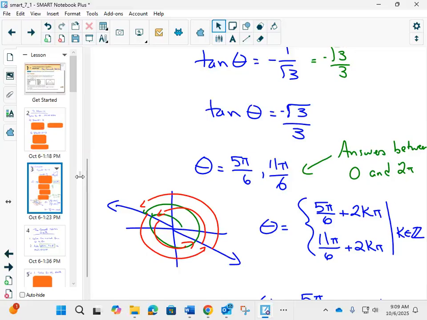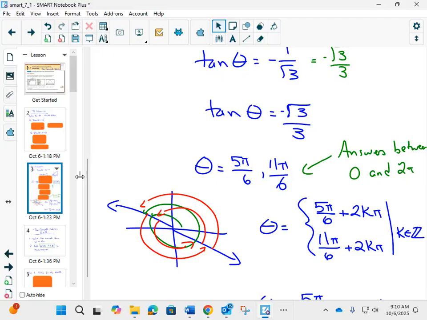It means that apparently if k is 1, then this would be 17 pi over 6. And if I plug in 17 pi over 6 for theta, I get negative root 3 over 3. Every single possible answer is now added, and this is called the general solution.